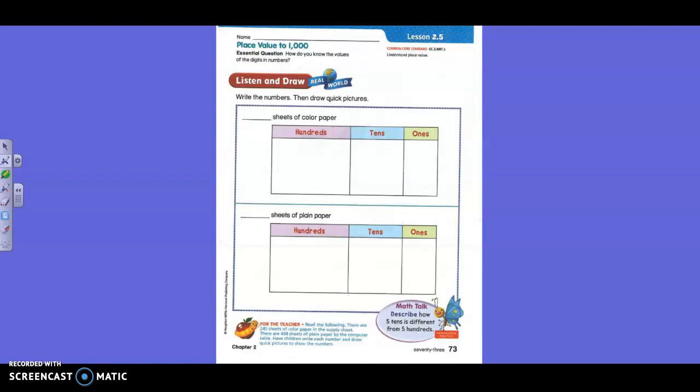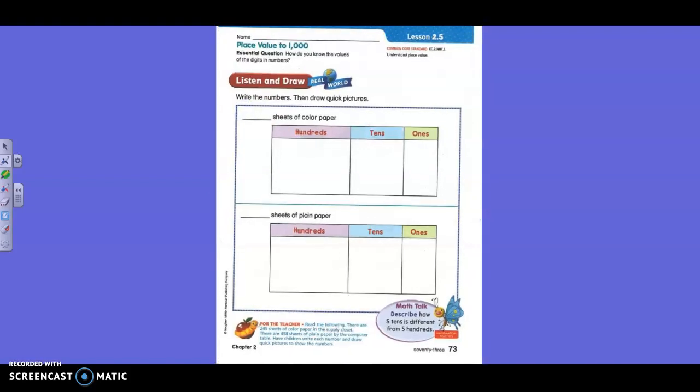Boys and girls, here is the word problem. There are 245 sheets of colored paper in the supply closet. What will our quick picture look like for 245? Let's write that up here. 245. Tell me how to write that.